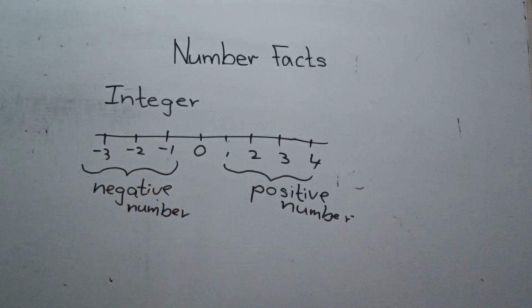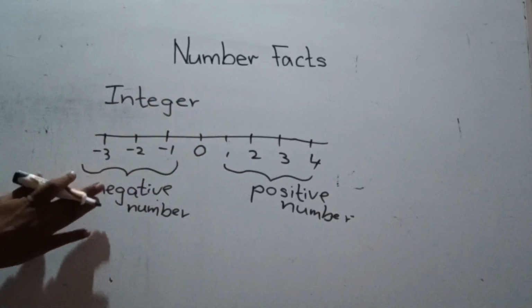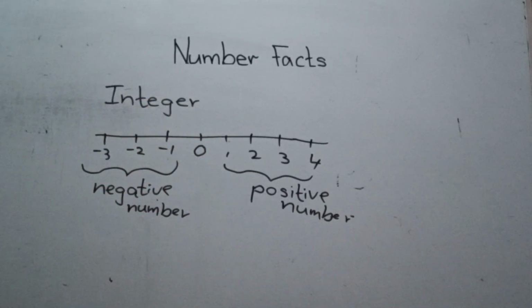Okay, so what is an integer? Positive numbers and negative numbers with 0 we call integers.